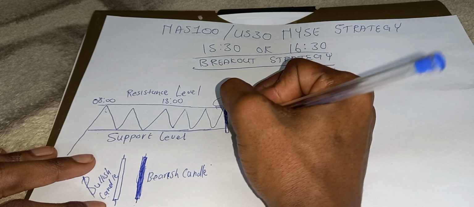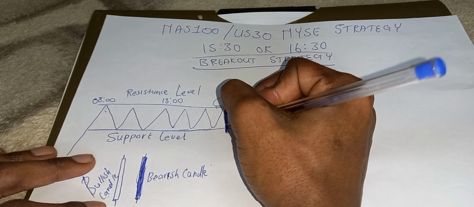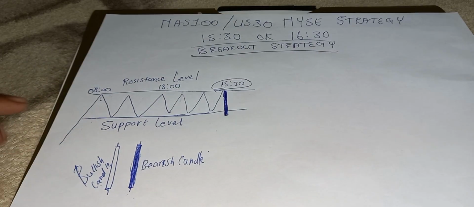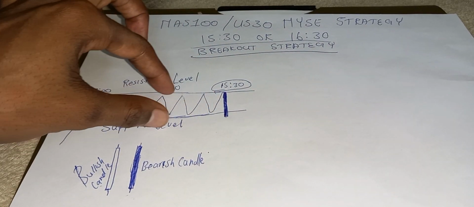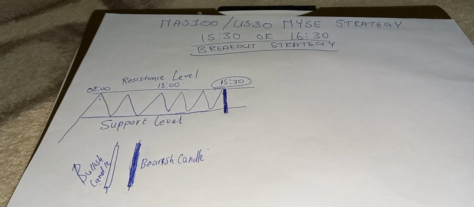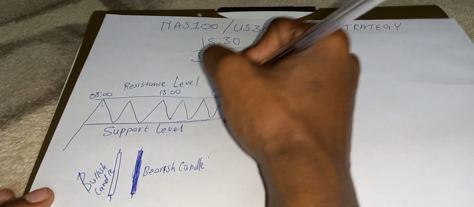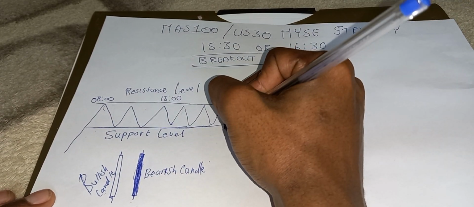Now remember, this is a breakout strategy. We are waiting for the market to have a breakout out of this channel. We are waiting for the market to have a breakout out of our channel. Now this is your candle right there. This is a bearish candle.